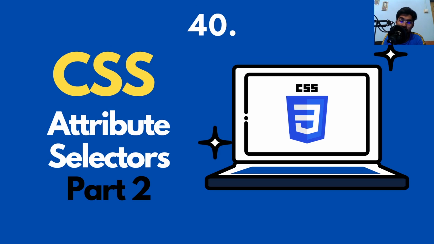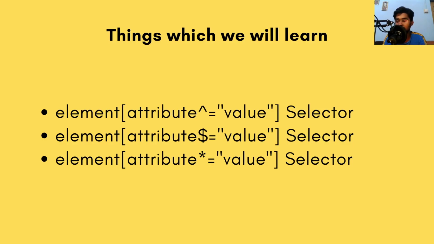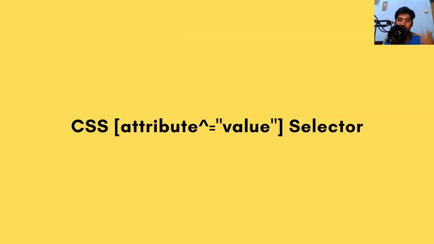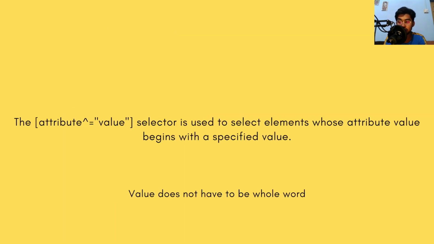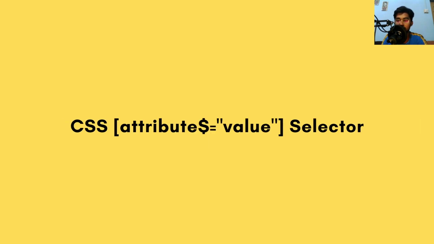In the last video we learned about the 4 different attribute selectors, and in this video we will learn about the next 3 attribute selectors. Alright, so these are the 3 attribute selectors that we're going to learn in this video. The first one is used to select the elements whose attribute values begin with the specified value. It is similar to the last attribute that we learned in the last video, but here is the difference: in the last one, the specified value has to be a complete word, but in this attribute selector the value does not have to be the whole word.